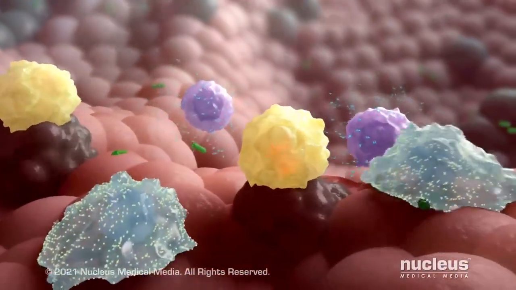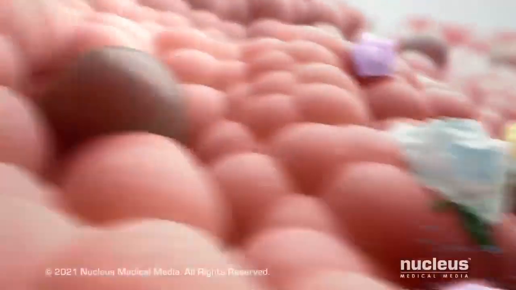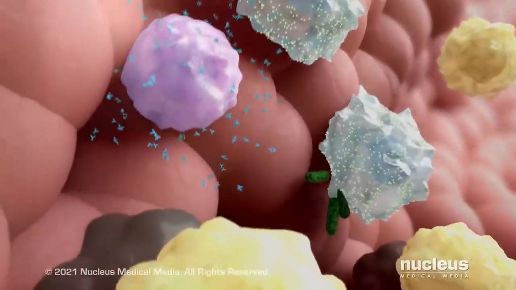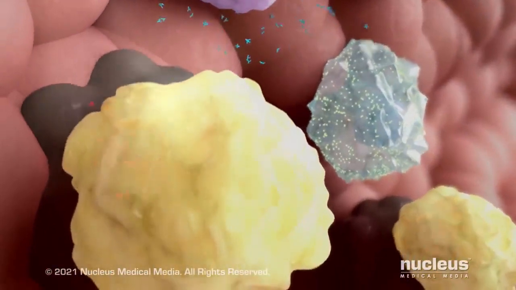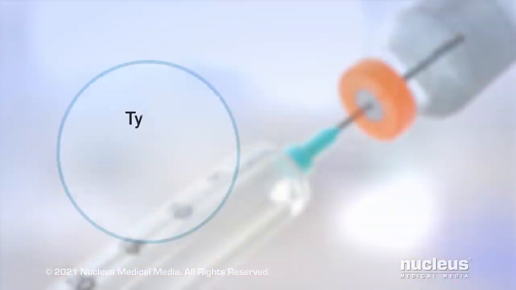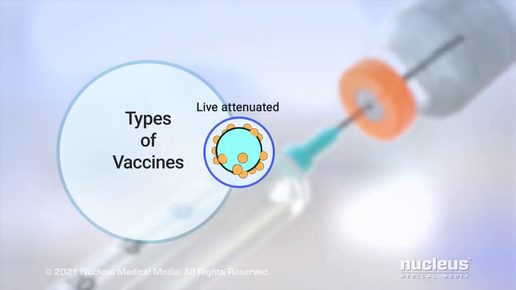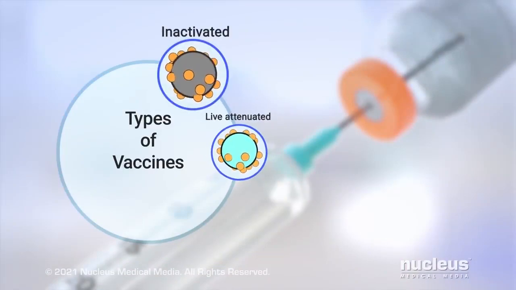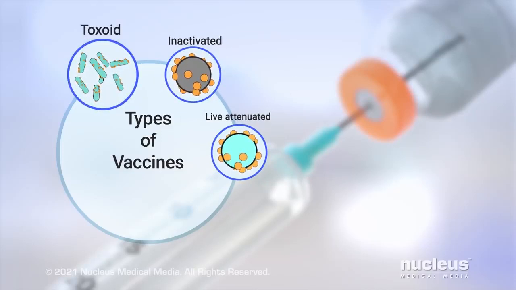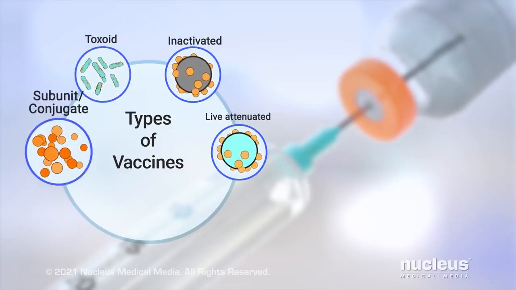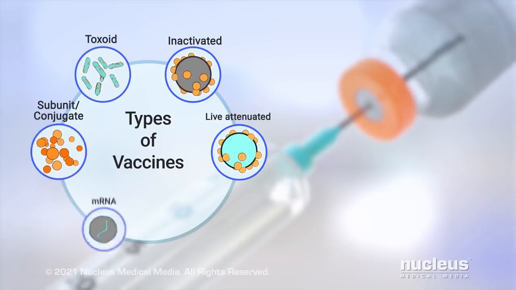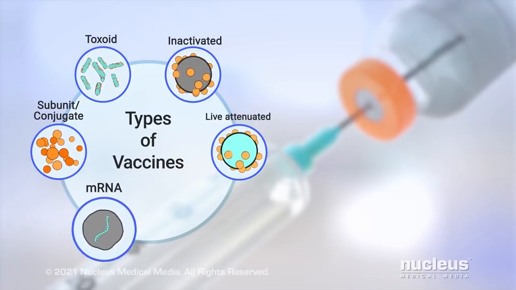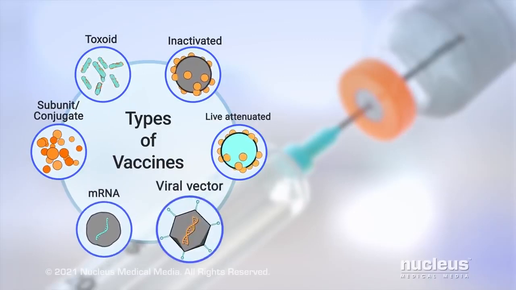As a result, if that germ infects your body later in life, your immune system is ready to fight the infection so that you don't get sick. The main types of vaccines include live attenuated vaccines, inactivated vaccines, toxoid vaccines, subunit and conjugate vaccines, mRNA vaccines, and viral vector vaccines.